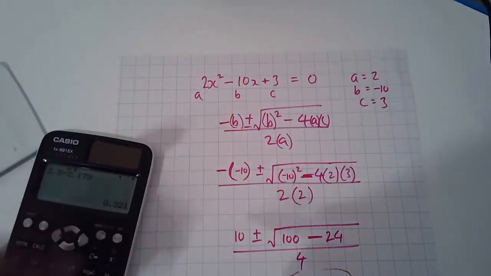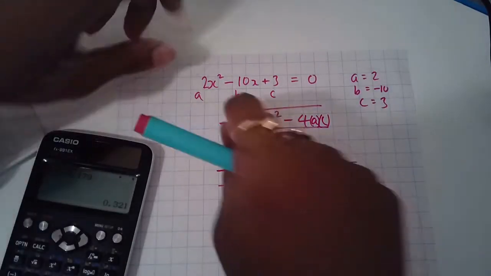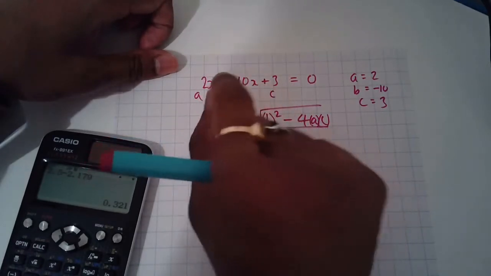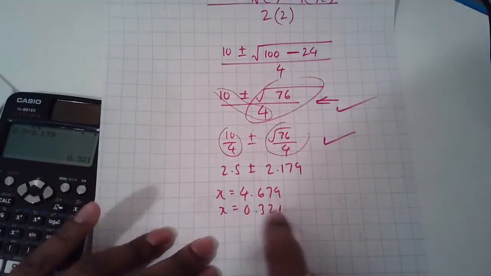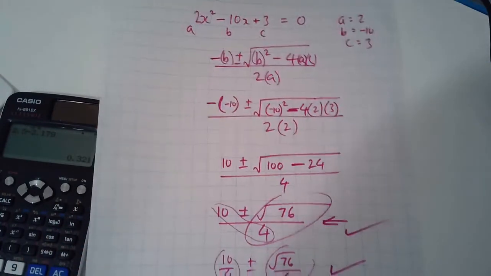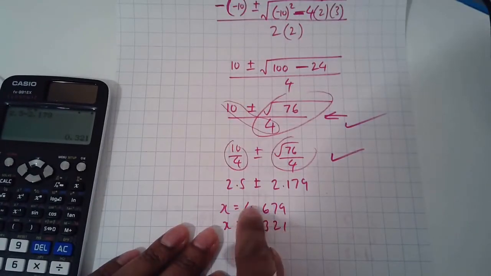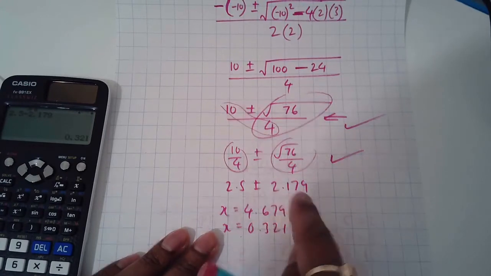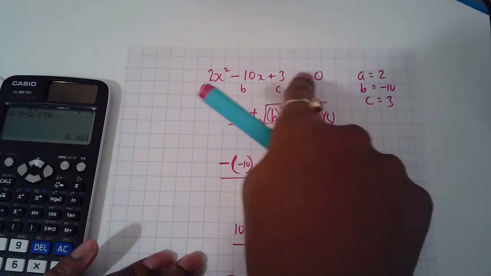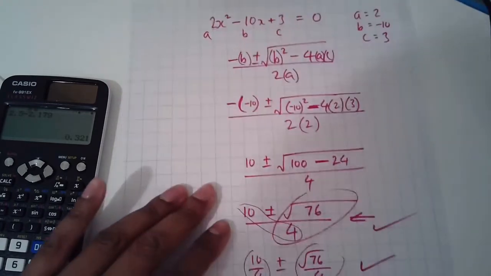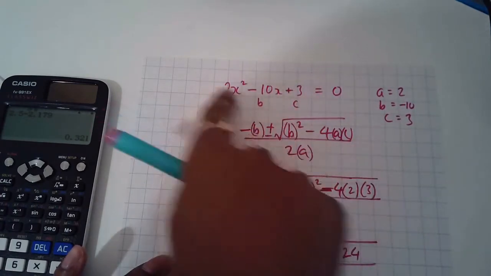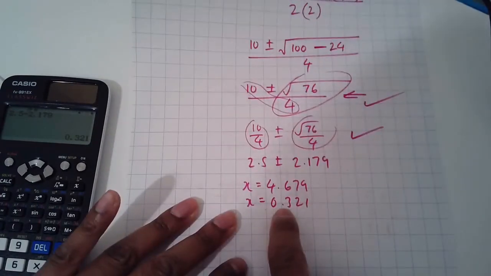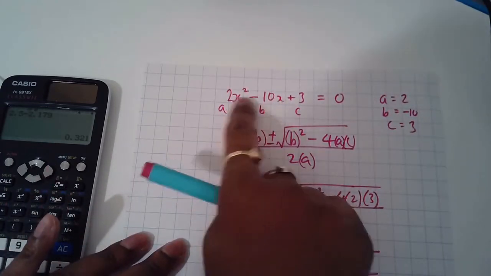Right, earlier on in the previous video I said when you factorize quadratics you can get two values of x. By using the quadratic formula I've managed to get two values of x. So if you were to substitute any one of those two values into this equation, this side will equal 0. So if you substitute, for example, 4.679 into here, that would give you 0. If you were to substitute 0.321 into x, you'd get 0.